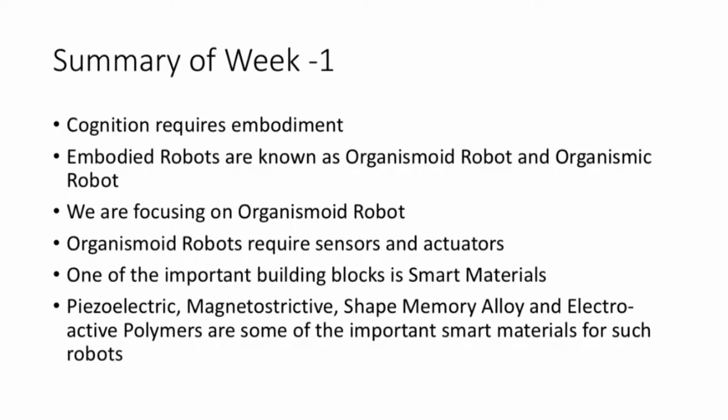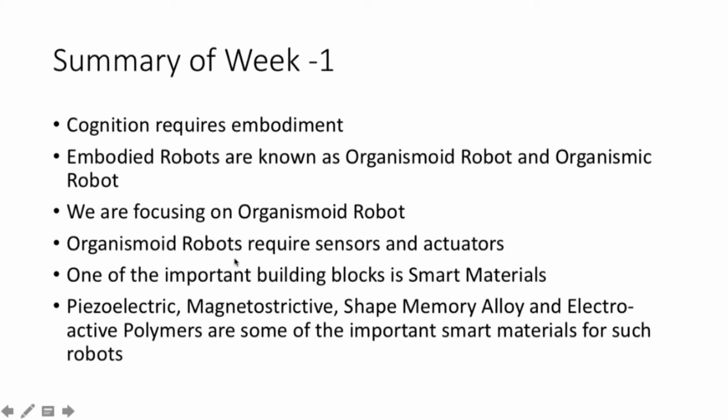Before I start the lectures of week 2, let us quickly summarize what we have learned in week 1. The first point is that cognition requires embodiment. I told you about the difference between strong AI and weak AI systems, and cognitive robots belong to the weak AI class, for which embodiment is essential. Embodied robots are classified into two categories: organismoid robots and organismic robots. We will be focusing on organismoid robots, as organismic robots are still far ahead in the future. So we will start to think of how to materialize an organismoid robot.